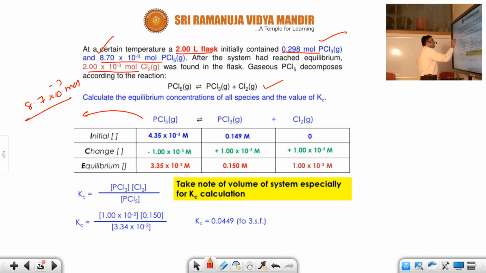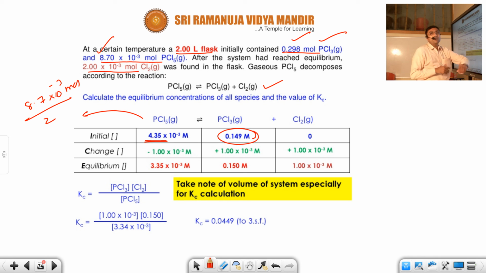This is moles per liter. That is 2. That becomes 4.35 into 10 power minus 3. This is initial. To your surprise, some product is also there. How much? 0.298 by 2. That is 0.149 moles of PCl5 also is existing in the reactor.